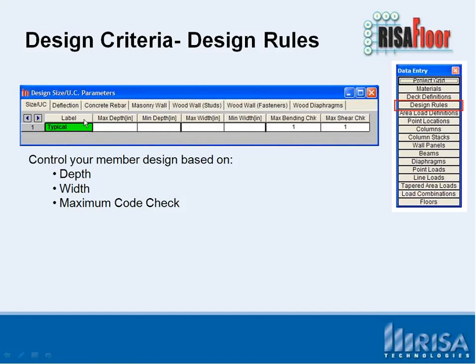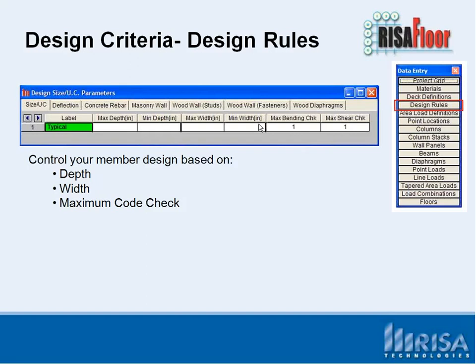So you can control your member design based on the depth of the member, the minimum or maximum depth. You can change the width of your members, minimum and maximum, and then you can also change the maximum code checks. A lot of times in projects, people will come in with initial loading, and they won't know the entire loading on the structure. So you may want to limit your member checks to maybe 90% instead of the full 100%, so that when you get loads updated later, you have some capacity to grow into that.